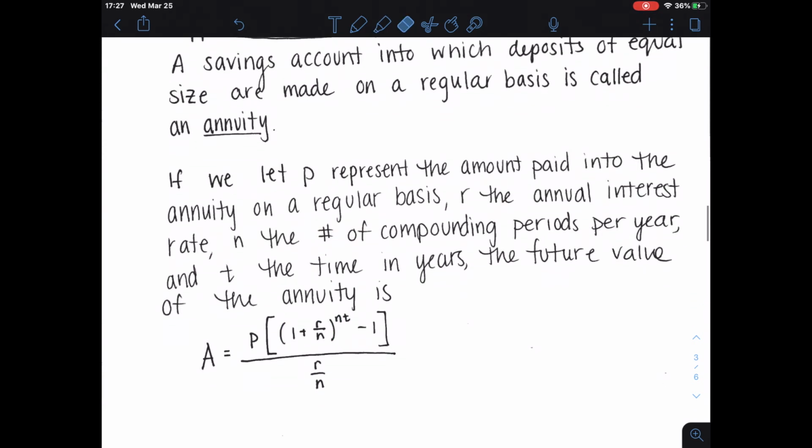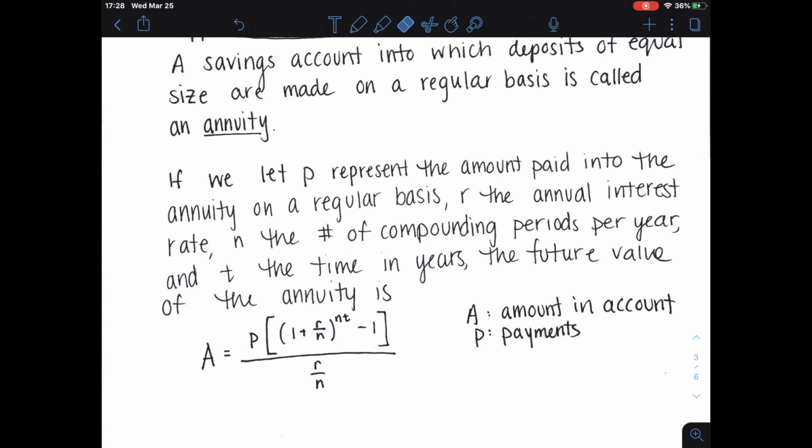So all that is now we're multiplying it by the amount of payments that are going at a certain time, and we have to divide it by this R over N. So you can take a look in your book to see more so where this comes from. You don't need to know this formula off the top of your head. But the A is just the amount in your account at any given time.